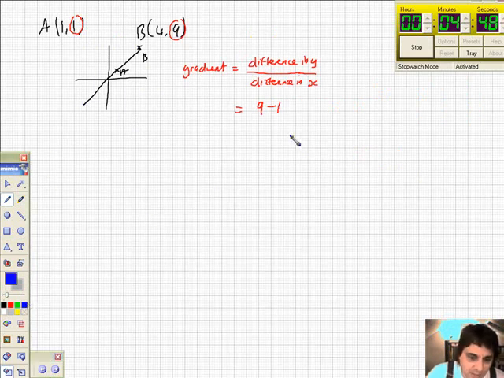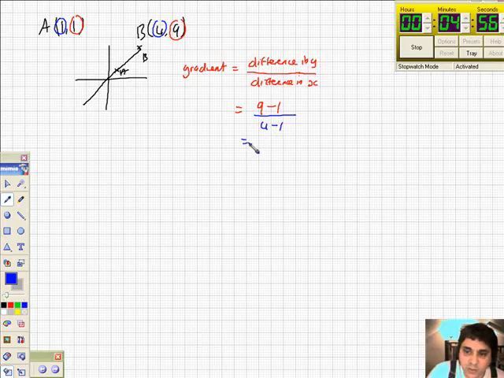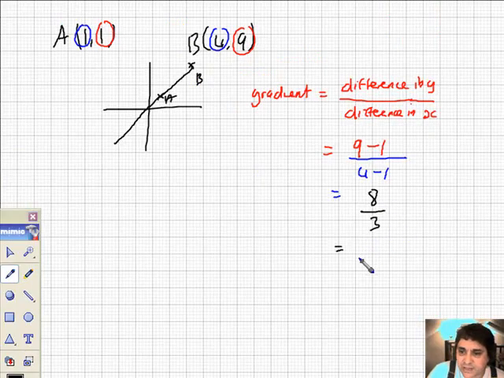Change colour. Divided by 4 take away 1 in that direction. Alright, so 4 minus 1. What have we got? We've got 8 upstairs divided by 3 downstairs. Answer, 3 goes into 8 twice and 2 left over. The gradient is 2 2/3, and very ugly, but that's completely correct.